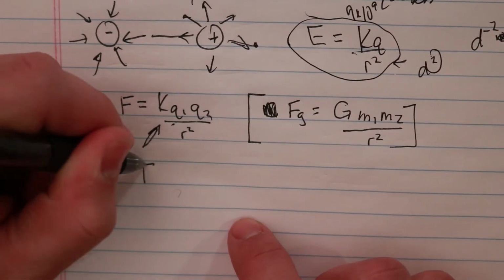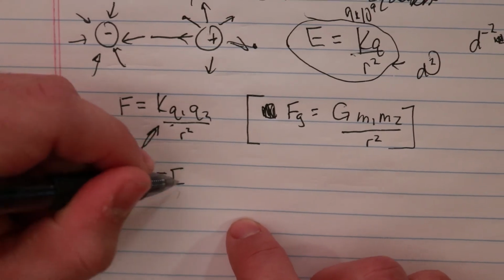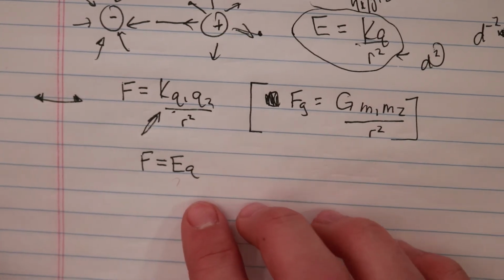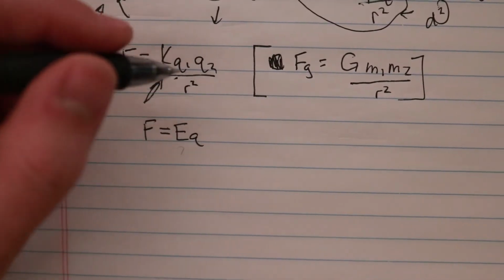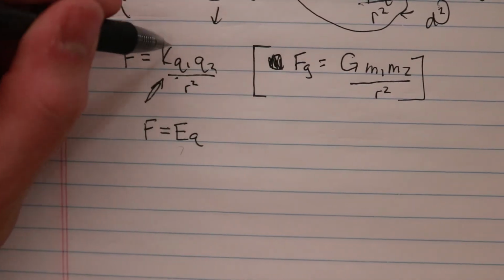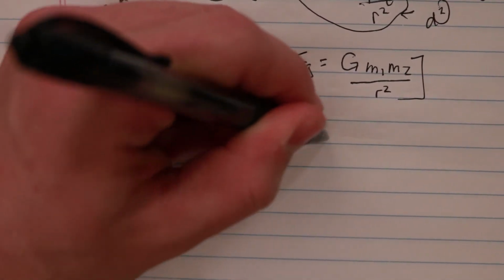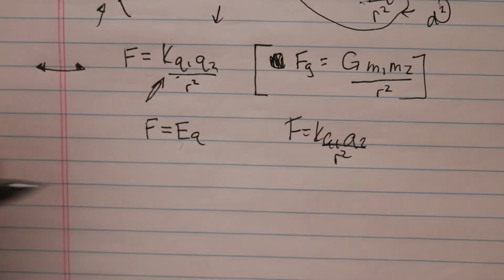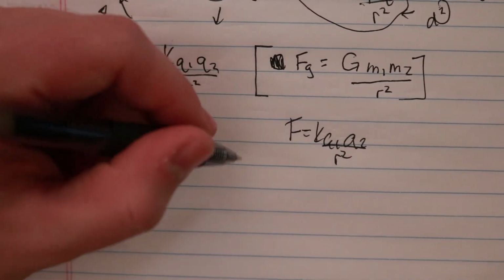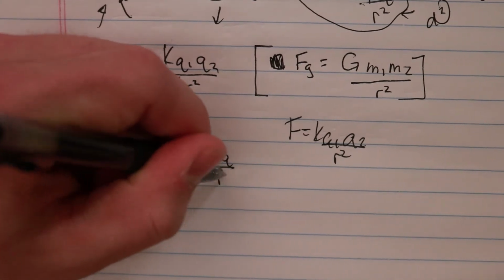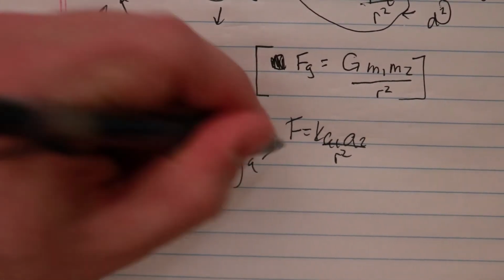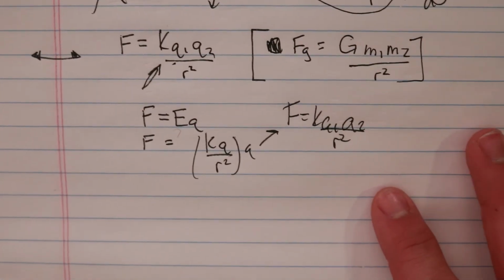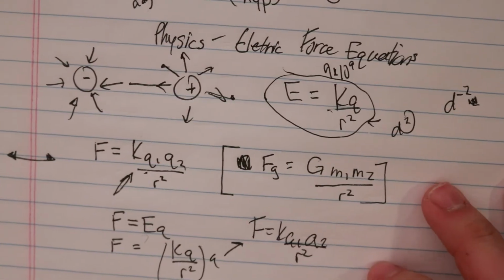And then the last equation I want to look at is F equals E q, which is force equals the electric field times the charge. And we can see where this comes from. F equals k q1 q2 over r squared is the same as F equals E q, because if I take this E and substitute k Q over r squared, times q, I get this here. So they're all kind of the same and related. Those are the equations, and that's how they work together.